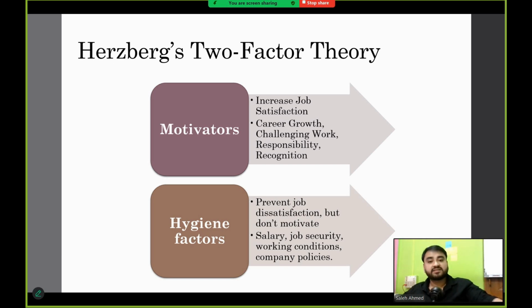But hygiene factors are something which are not capable of motivating us, but they prevent job dissatisfaction, right? And they are the basic bare minimum needs of an employee, like salary, job security, good working conditions, better company policies, etc. Right? So hygiene factors are very much necessary, very much essential. If they are backed by good motivators, the office really becomes a great place to work, right?